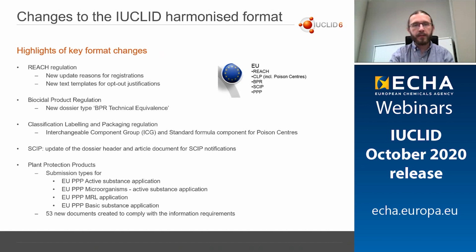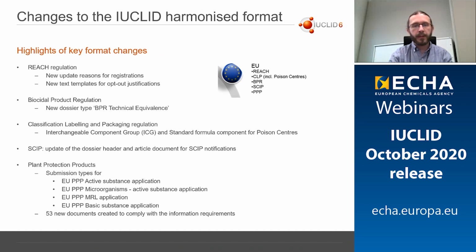Then specific extensions for the classification and labeling and packaging regulation in Europe. As I said, we have implemented for poison centers notification 2 new concepts, which are the interchangeable component group and standard formula component. For skip notifications, under the Waste Framework Directive in Europe, we have updated some elements of this notification format, mainly in the article document, where we have updated the pick list mainly, and we have updated also the dossier header.